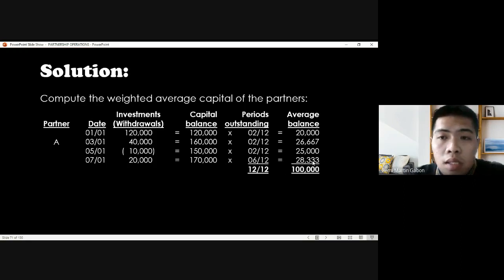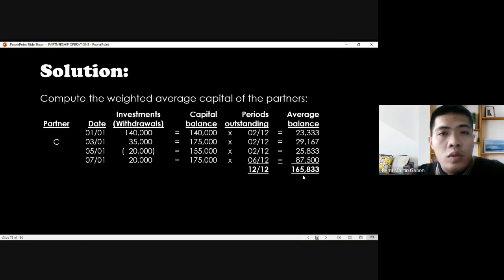So we can total this all to 100,000. So the average capital balance for A is 100,000. Do the same analysis for B. So for B, yung magiging average capital balance niya in total is 156,250. Okay? Then for C naman, yung magiging total weighted average capital balance niya is 165,833. And through those amounts, okay, we're going to make fractions.